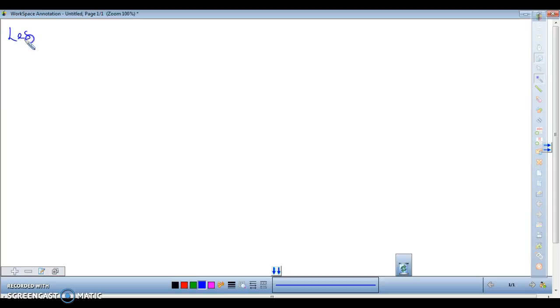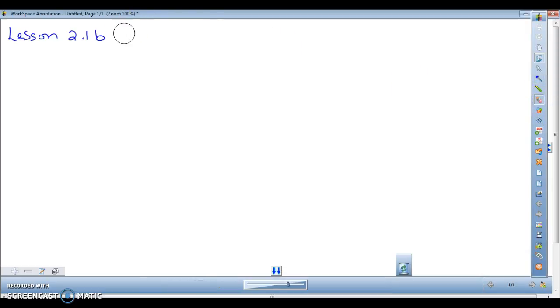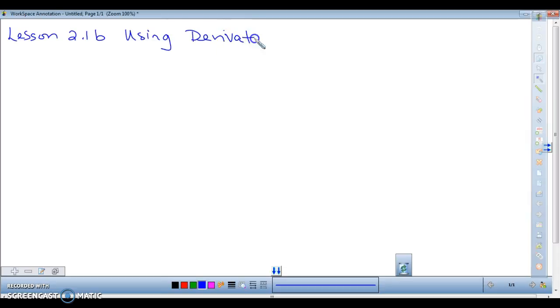This is lesson 2.1b, and we're going to talk about using derivatives to find the equation of a tangent line.